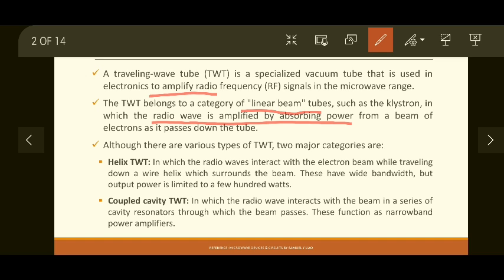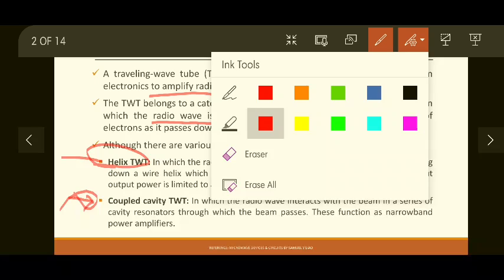Okay, although there are various types of TWTs, two major categories are helix TWT and coupled cavity TWT. Out of which we are going to focus only on helix TWT because the others are out of scope of our syllabus. Okay, so we will not focus on this one.